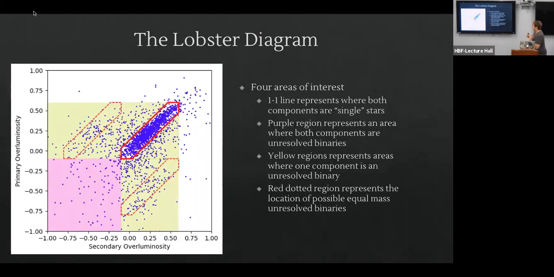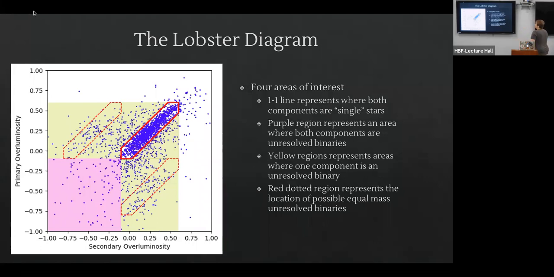And so I'm going to highlight 4 areas of interest. The first one is the body of the lobster. So this one-to-one apparent line goes from a little bit less than 0 all the way up, wherever the plot exists. And this is where both components are single stars. So they both lie in the single main sequence of the color magnitude diagram. So if you're looking at the color magnitude diagram, you're below the yellow line at this point.